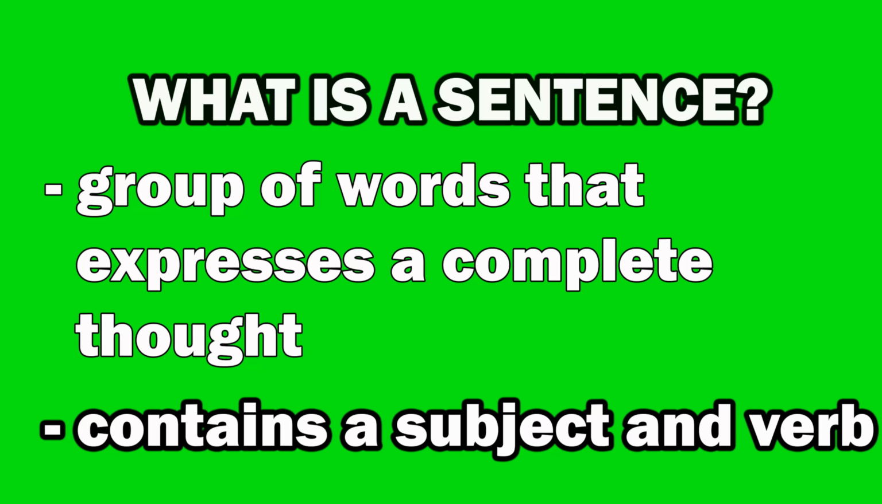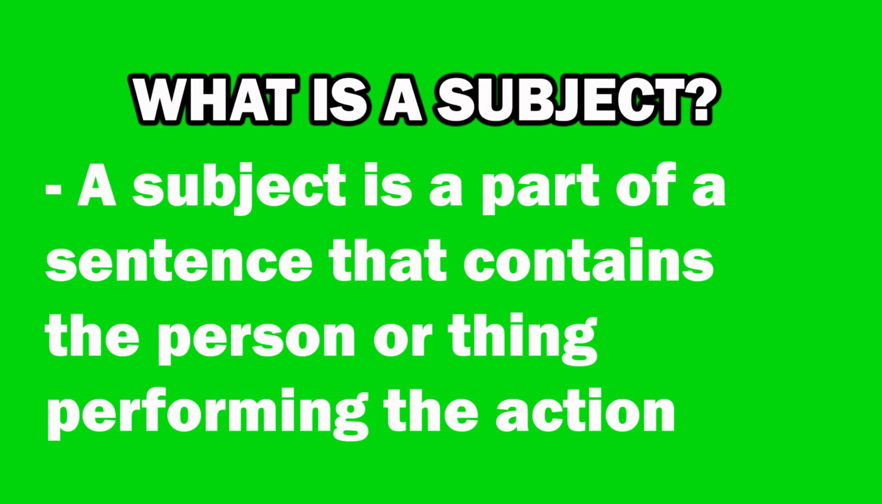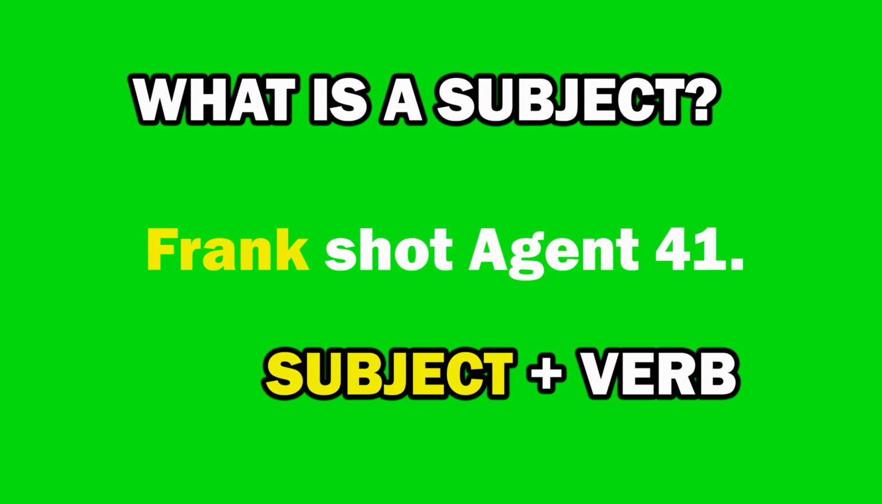Do you know the difference between the two? Let's review them real quickly. Well, what is a subject? A subject is a part of a sentence that contains a person or thing performing the action. What does that mean? Let's see it in an example. Look at the words, Frank shot Agent 41. Is that a sentence? We know a sentence must have a subject plus a verb and be a complete thought. We have not covered what a verb is, but in this phrase, Frank shot Agent 41, we have two potential subjects, Frank and Agent 41. The action word, the verb, is shot, but Frank is the subject, not Agent 41.